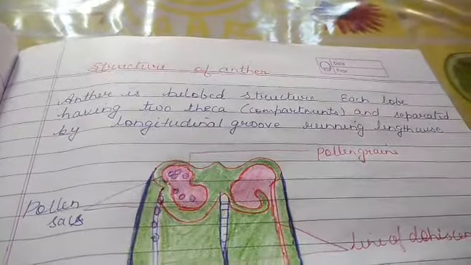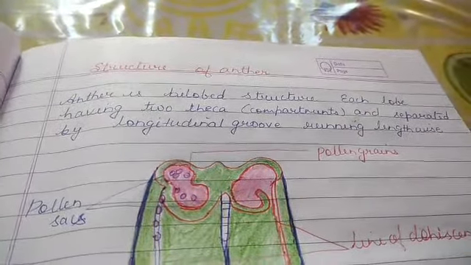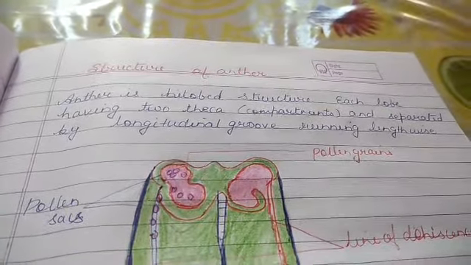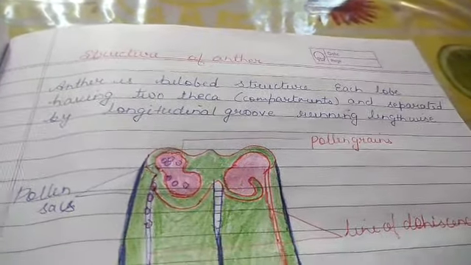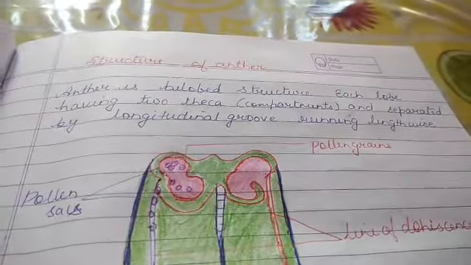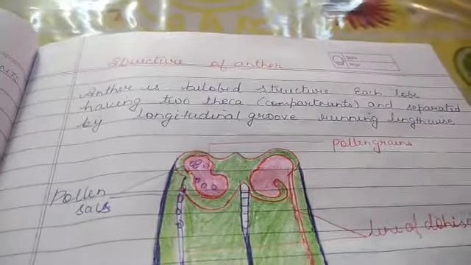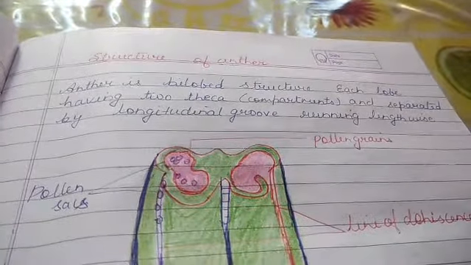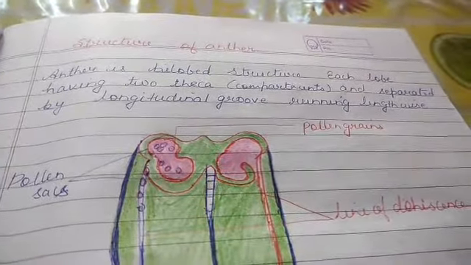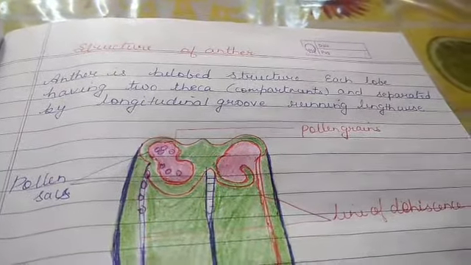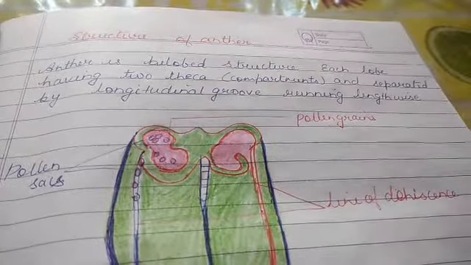Now, the structure of the anther, which is present on the upper part of the filament. The anther is a bilobed structure, each lobe having two theca. Theca means compartment, means each lobe is divided into two compartments, separated by a longitudinal groove, a line which separates both the compartments, running lengthwise.